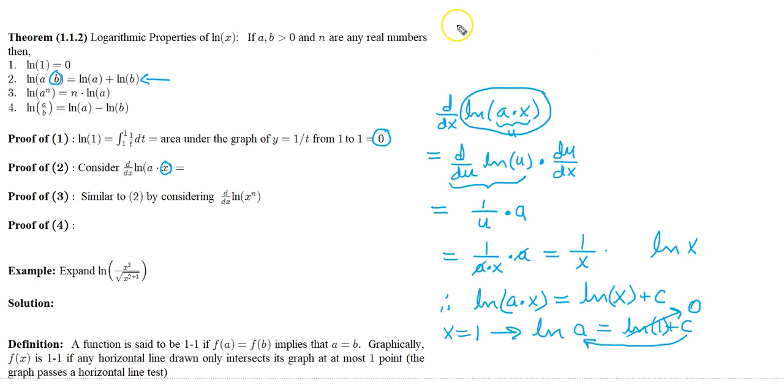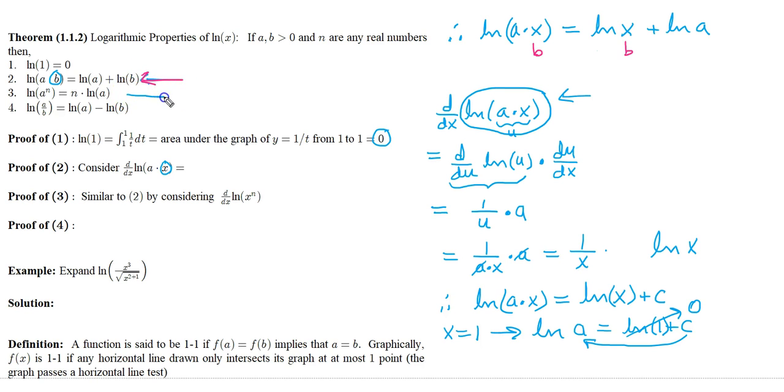So we've now obtained the fact that the ln of a times x equals the ln x plus the ln of a. And now all we have to do is simply think of the x as being a b, and we have our result over here.